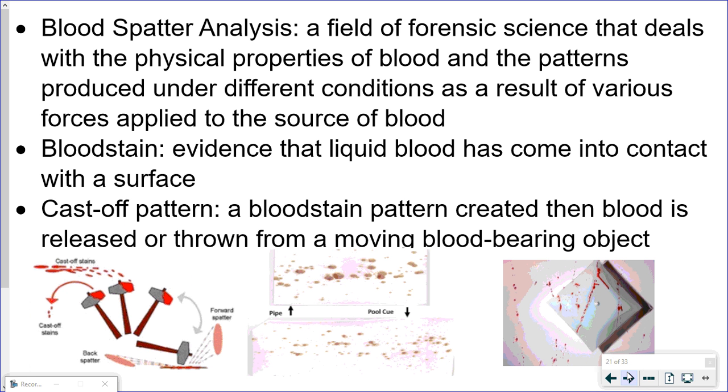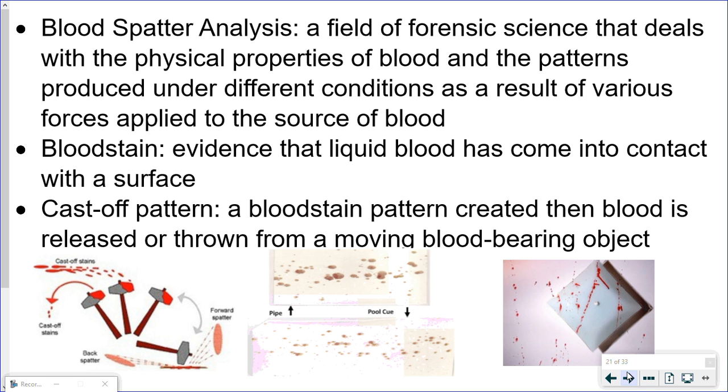Blood spatter analysis is just the entire field of forensics that deals with the physical properties of blood and the patterns produced under different conditions as a result of forces applied to the source of blood. So using blood spatter analysis, a lot of times they can tell if the assailant was right or left-handed, what type of weapon they used. They may be able to tell if there was a second assailant, things like that. Blood stains are evidence that liquid blood was in contact with any type of surface.